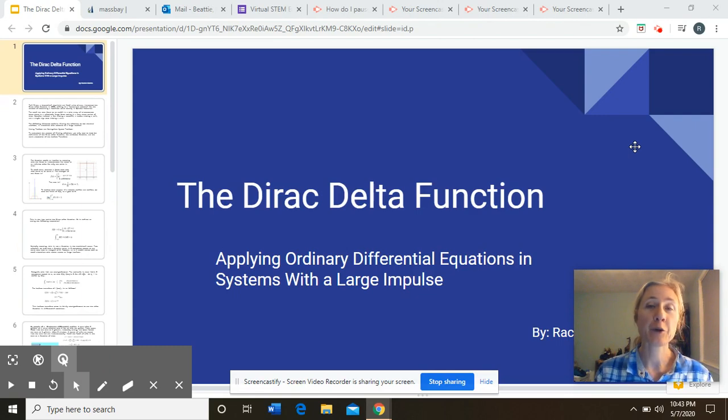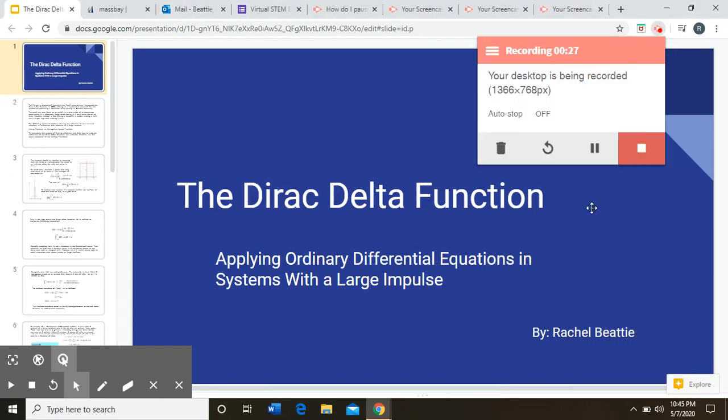I'm in the middle of a career shift to become a high school math teacher, and I've been taking some background courses at Mass Bay this semester, including differential equations. And I'm going to do a brief presentation on something I've been working on in differential equations. This is a presentation on the Dirac delta function. That is a function that helps to model sudden impulses.